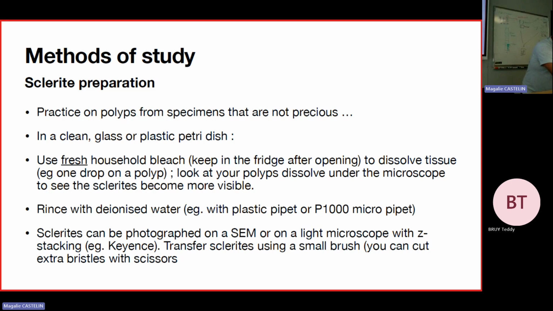If you need to transfer your sclerites onto an SEM stub, you can do so with a small painting brush, not a brush for building paint, but like an artist's brush. You can cut the extra bristles with scissors, so that you just have like 10 bristles or so. You touch the sclerites, and they get stuck between the bristles. It's a good way to actually prepare your stubs.